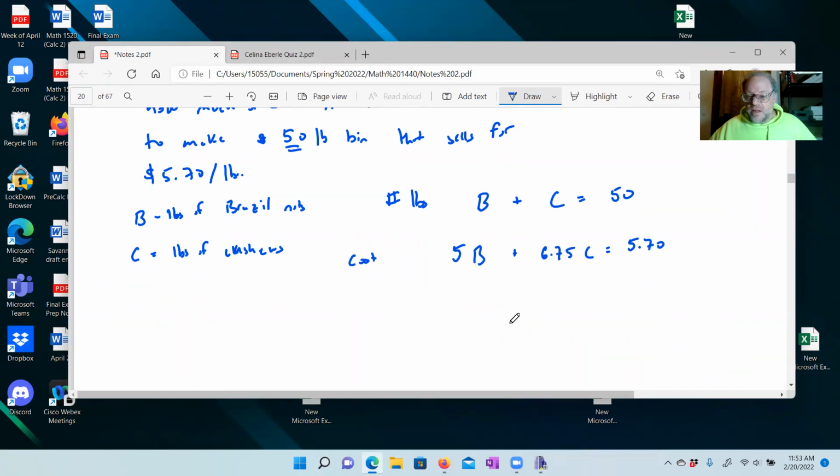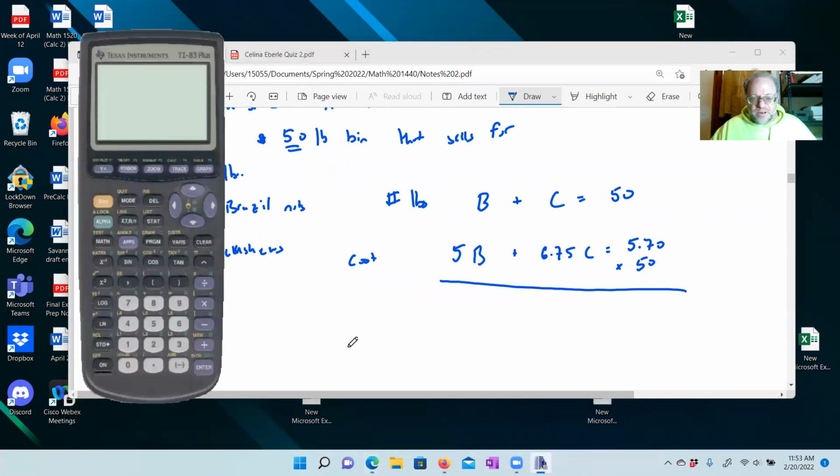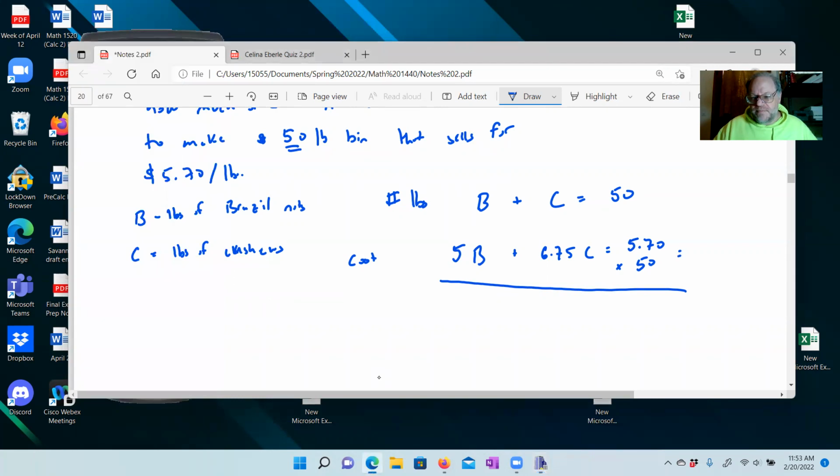So here's what we're going to be dealing with. Actually, I have to multiply this by 50 to get the whole amounts, because otherwise we're getting per pound, and here we have total pounds. If I mix the whole bin up, how much is the whole bin going to be worth? So we have 285 here.